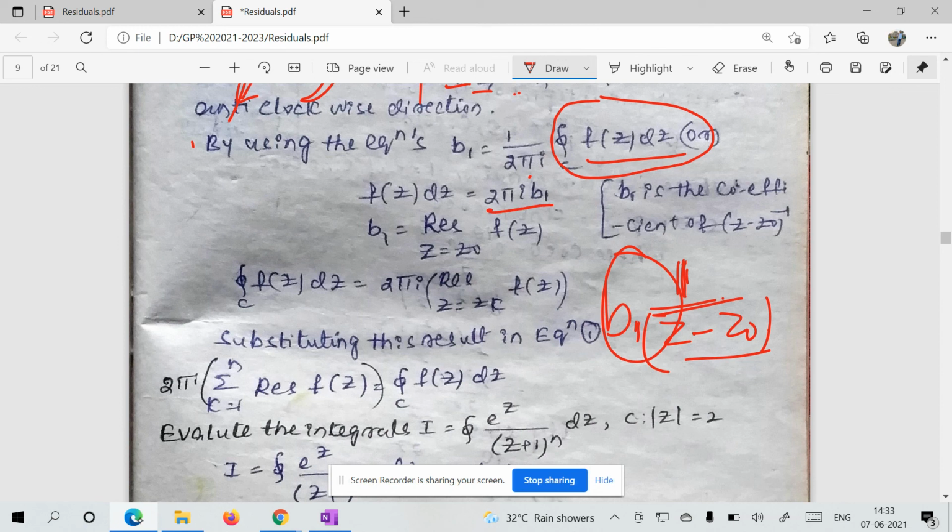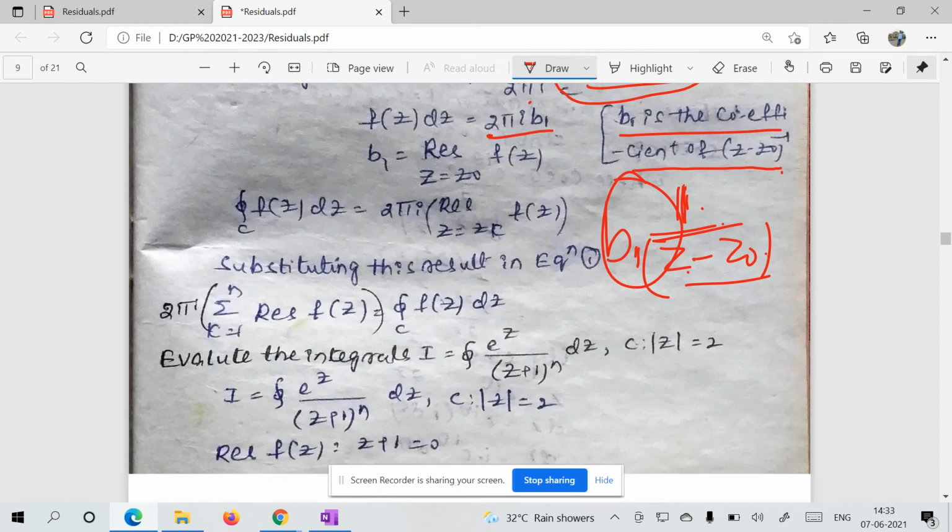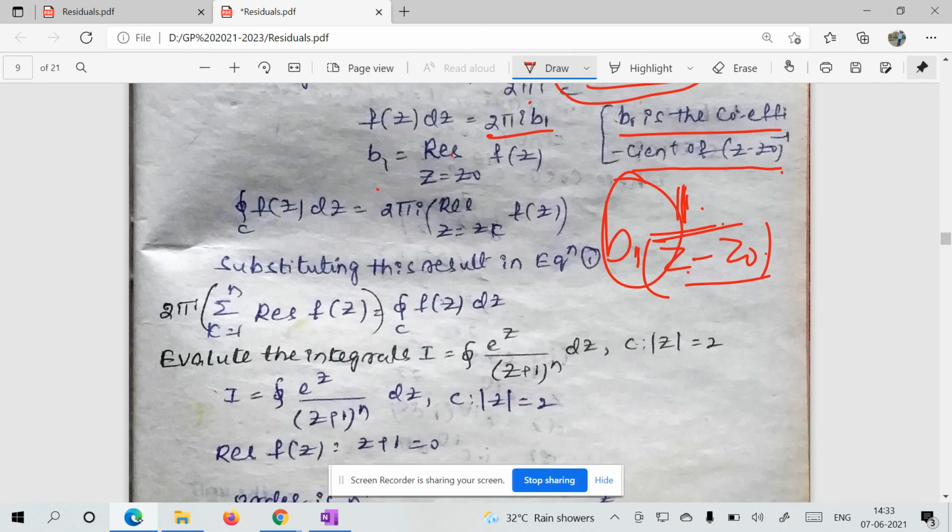Note, b1 is the coefficient of z minus z naught all to the power of minus 1. This 1 by z minus z naught means z minus z naught all to the power of minus 1. So b1 is the residue of f of z when z equals z naught. So the integral of f of z dz equals 2 pi i into the residue of f of z at z equals zk.